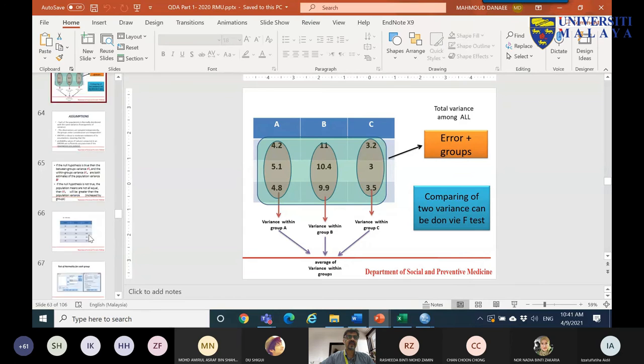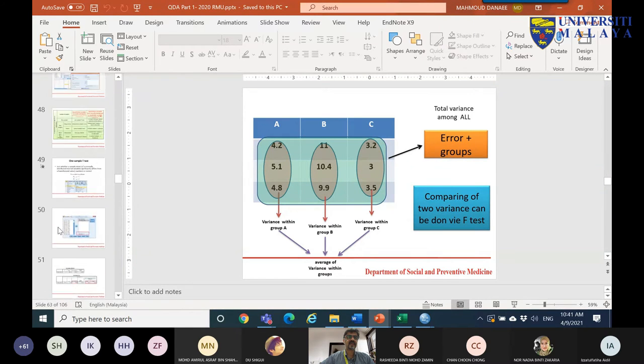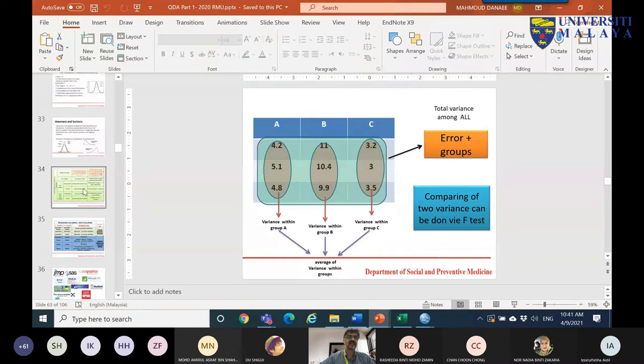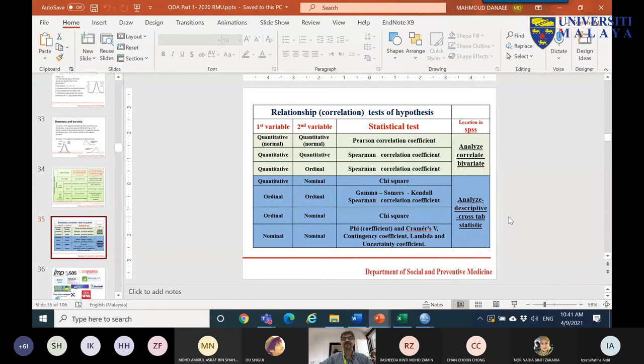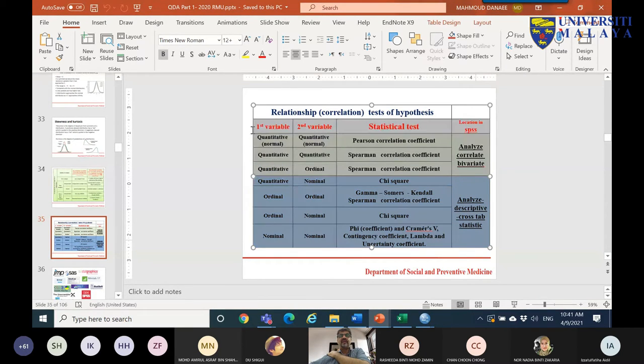And now we are going to talk about association. Where is the slide? I cannot find it. Okay, this is the slide. Whatever we have discussed till now is about comparison. And now I'm going to teach you a very simple and easy way how to measure the relationship at the bivariate level using SPSS. This table actually makes it very simple for you.